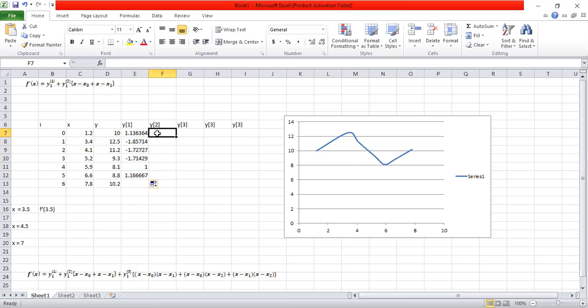Then second order divided difference, and I have to take 11.2 minus 10. That means I start with D9 minus D7 divided by this 4.1 minus 1.2, and that makes what? C9 minus C7. It is a second order divided difference, and we consider all possible second order divided differences.